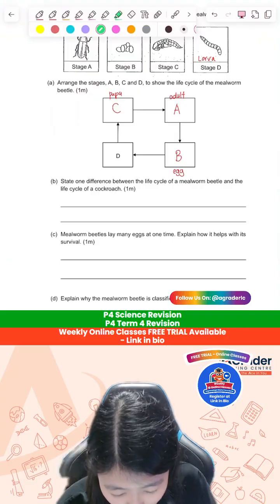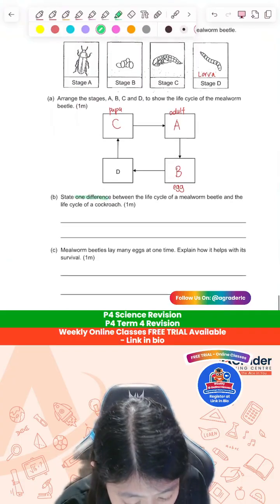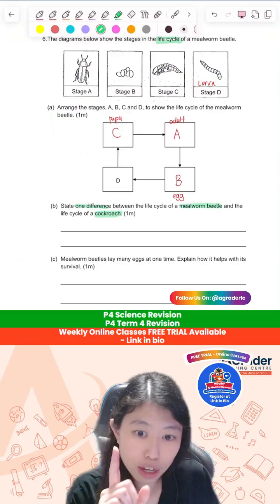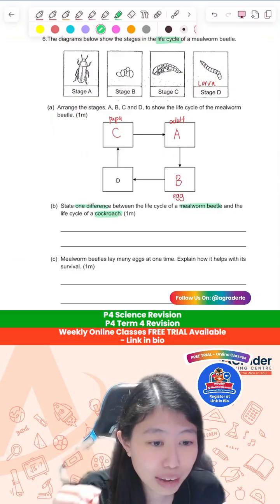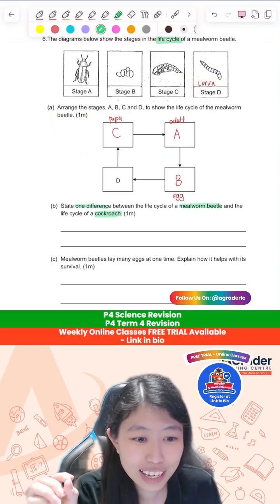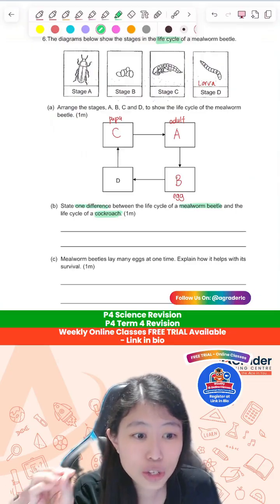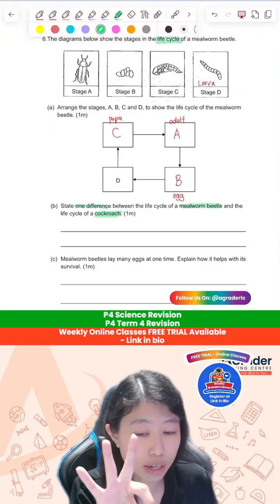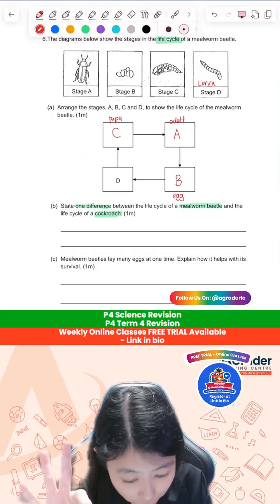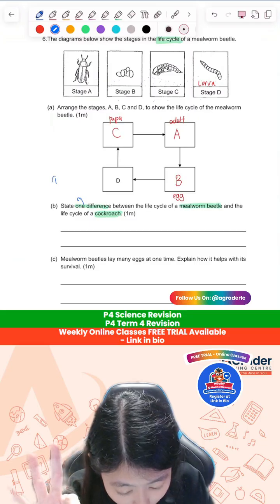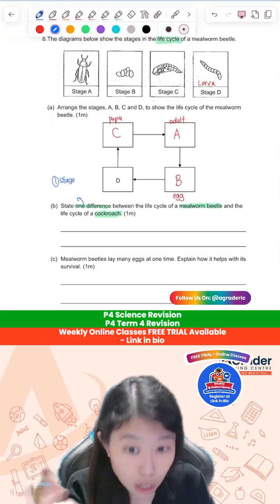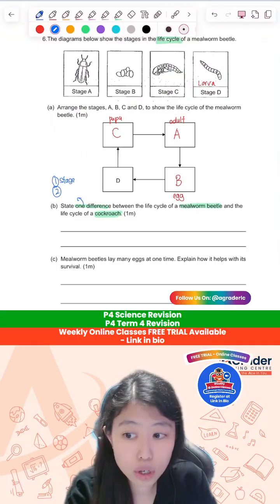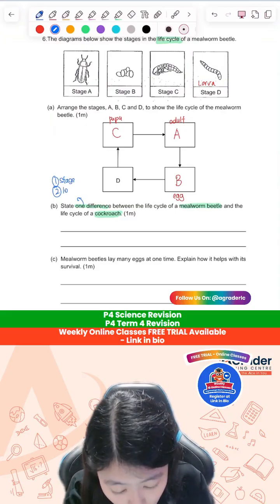Okay, so let's look at B. They're asking us for one difference between the life cycle of a mealworm beetle and a cockroach. Always remember when you're comparing life cycles, you can compare three things. Number one, stages. How many stages? Is it 3 stages? Is it 4 stages? After that, you can compare the location.